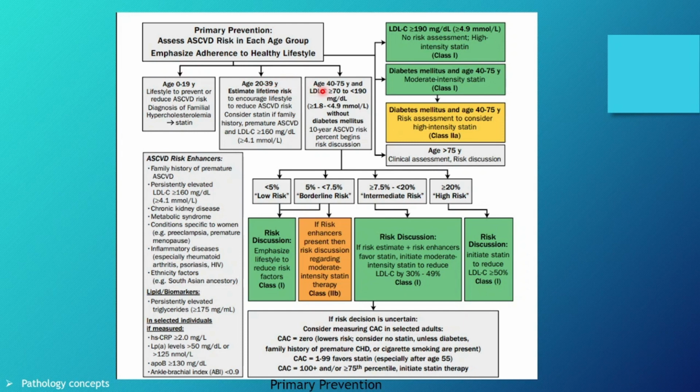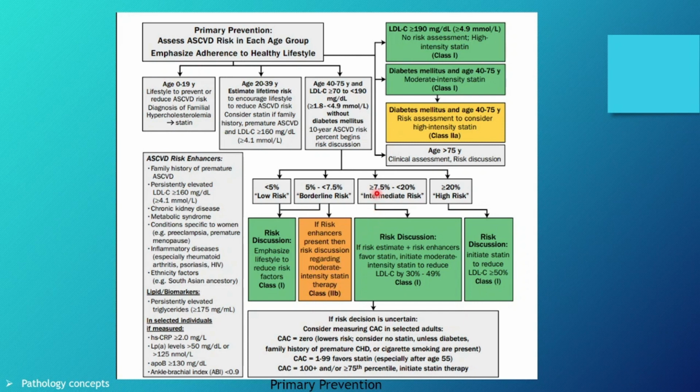Let's see the age group of 40 to 75 years with LDL cholesterol more than 70 and less than 190 without diabetes mellitus, where the 10-year ASCVD risk is calculated. If risk is less than 5%, then lifestyle modification is implemented. If there is borderline risk, 5% to less than 7.5%, then moderate intensity statin therapy can be recommended.